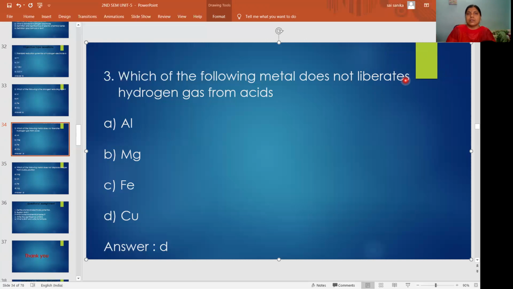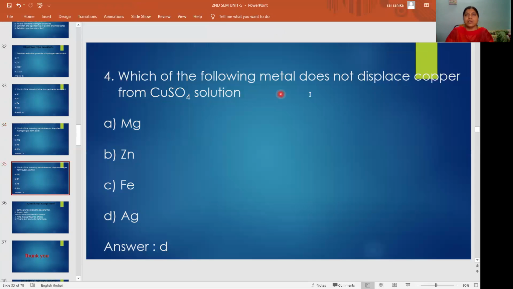Liberates, liberates. Okay. So the answer is D, copper. Here, this one is: which of the following metals does not displace copper from copper sulfate solution? Answer is D. So these are some of the objective type questions you may expect from this topic.